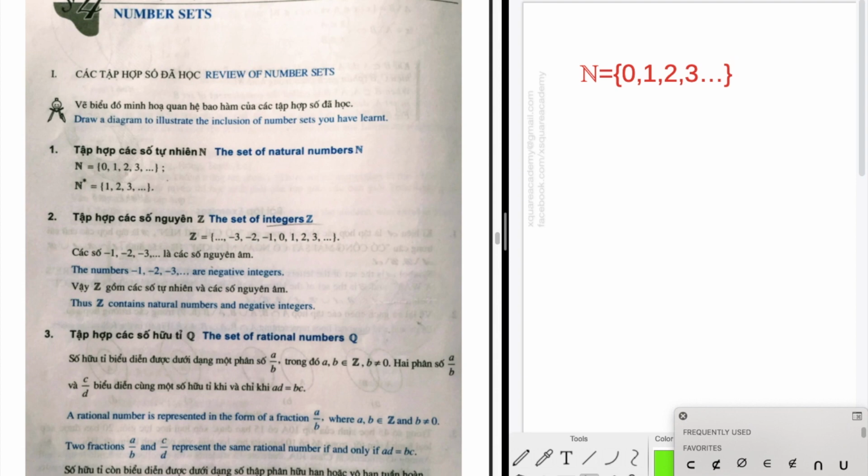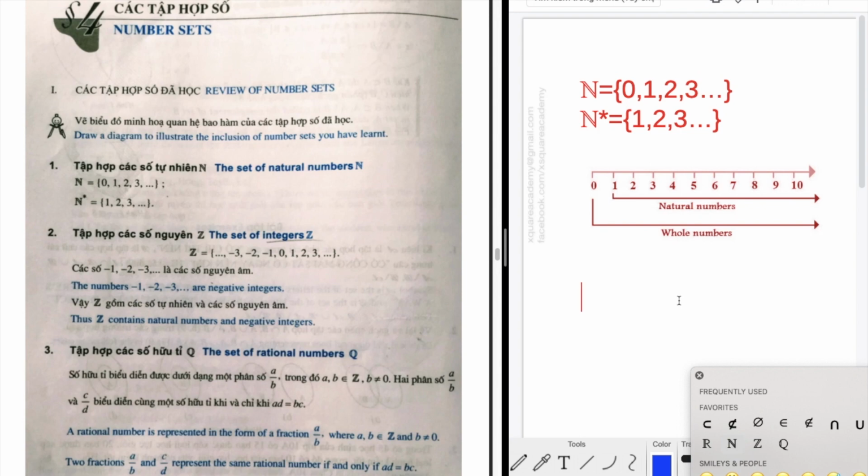The second, capital letter N with an asterisk like this, contains 1, 2, 3, etc. and goes to positive infinity. We can display natural numbers and other kinds of numbers on a number line. Every point on the number line represents a number.